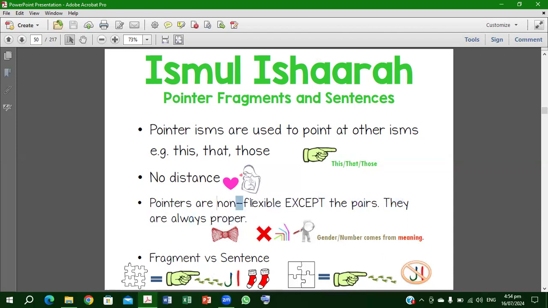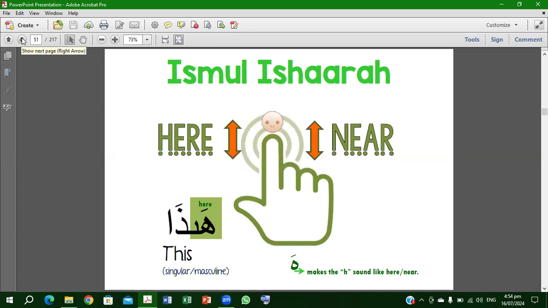They are non-flexible. That also, when we were discussing the status, we have discussed that some are fully flexible nouns, some are partly flexible, and some are non-flexible. Okay, so ismul ishara are non-flexible. That I'll explain to you in the next. What is written fragment versus sentence? I'll let you know in the next, inshallah.